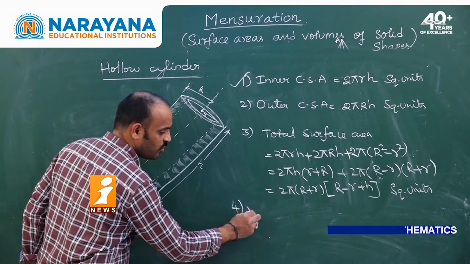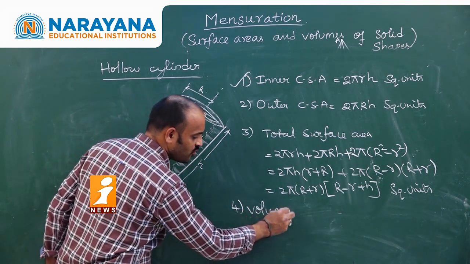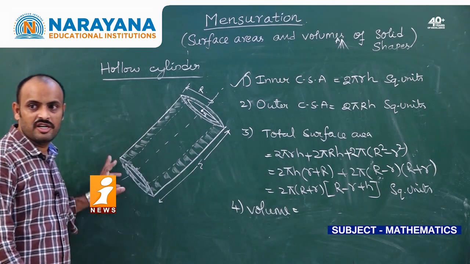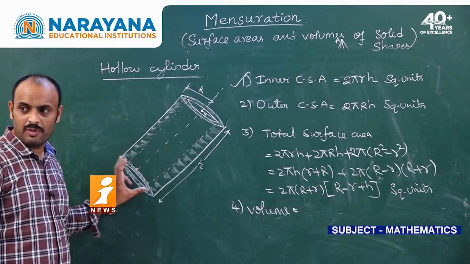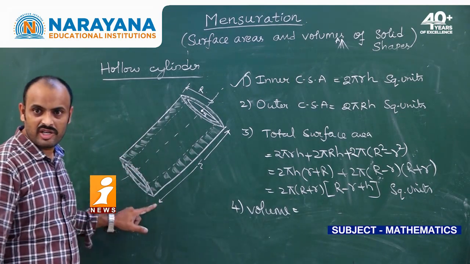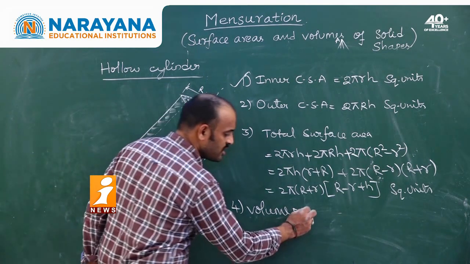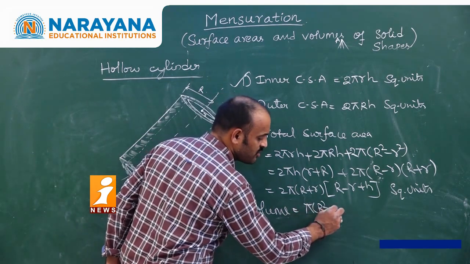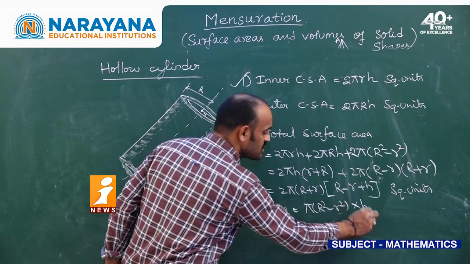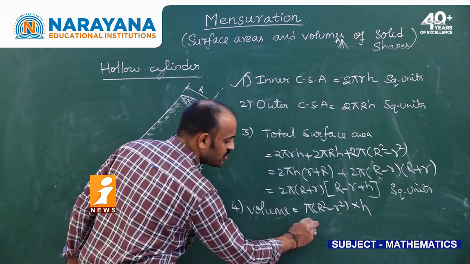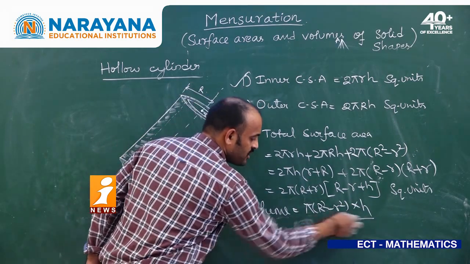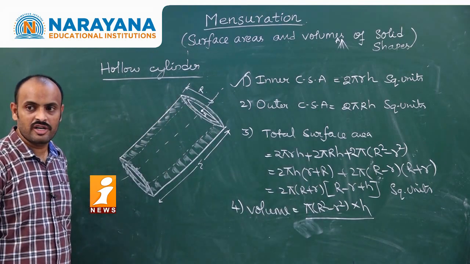Next comes the volume of the hollow cylinder. Volume means area of the base into height. So what is the area of the base? The base is nothing but the ring here, right? So what is the ring area? Pi into capital R square minus small r square, into height, which is h. Therefore, pi into capital R square minus small r square, into h.